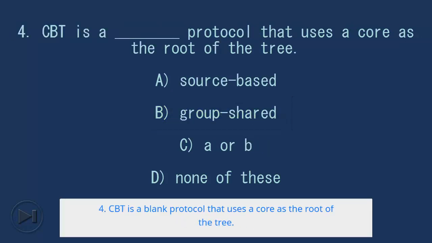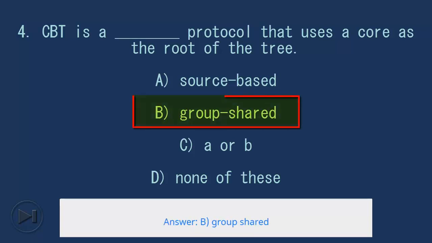4. CBT is a blank protocol that uses a core as the root of the tree. A, source-based. B, group-shared. C, A or B. D, none of these. Answer, B, group-shared.